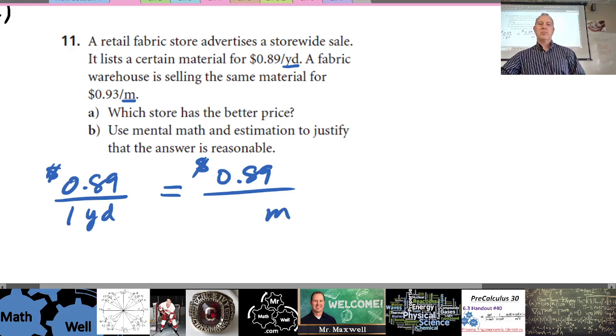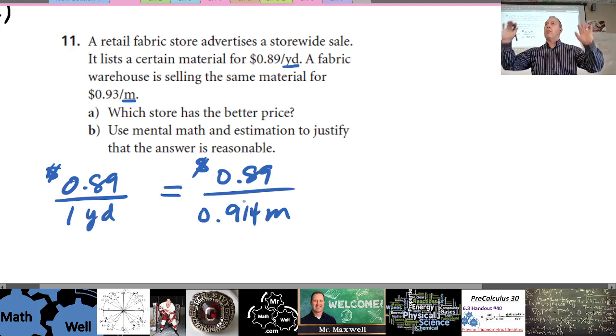What's the connection between yards and meters? How many meters are in 1 yard? Careful, meters are bigger, right? It's the 0.9 one, isn't it? 0.91? From your formula sheet, 0.914. Okay, now pause for a second.